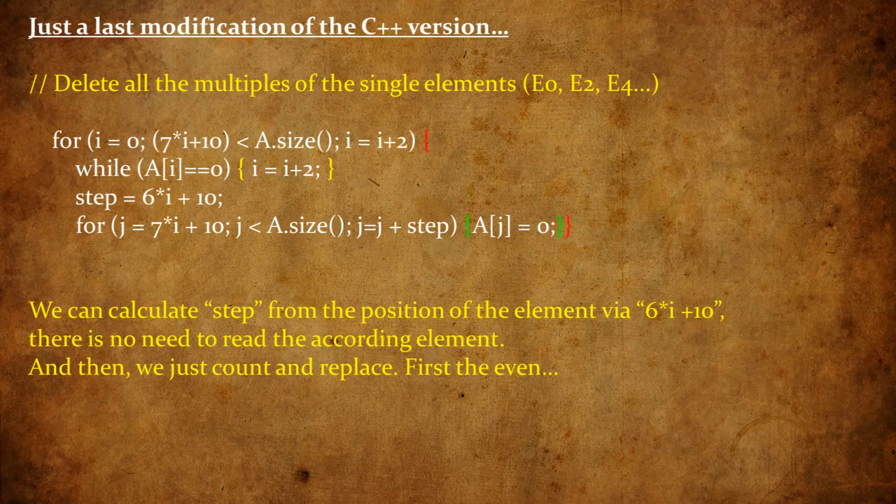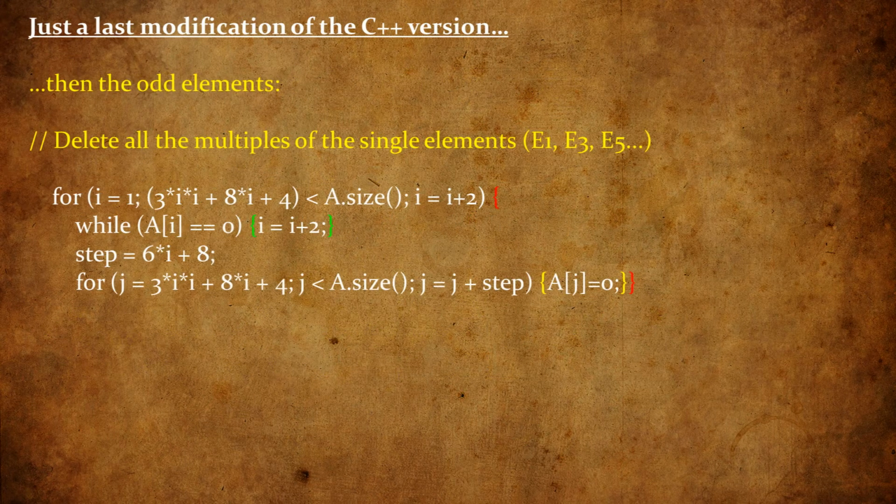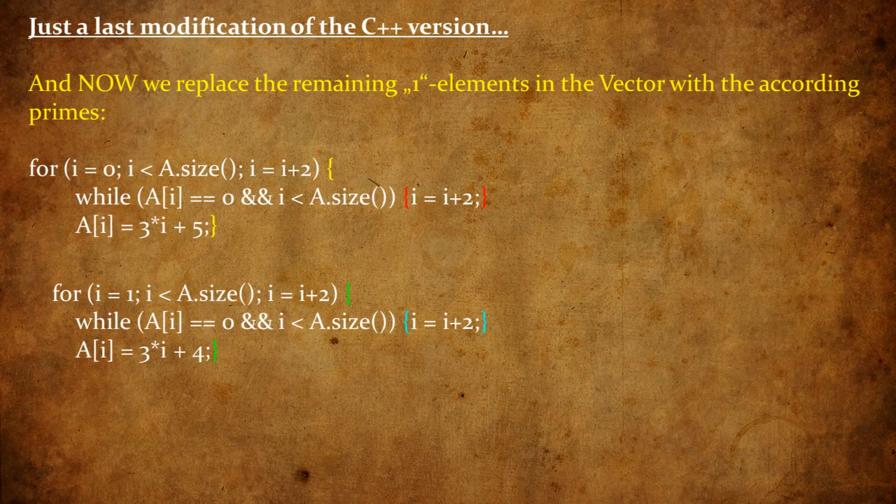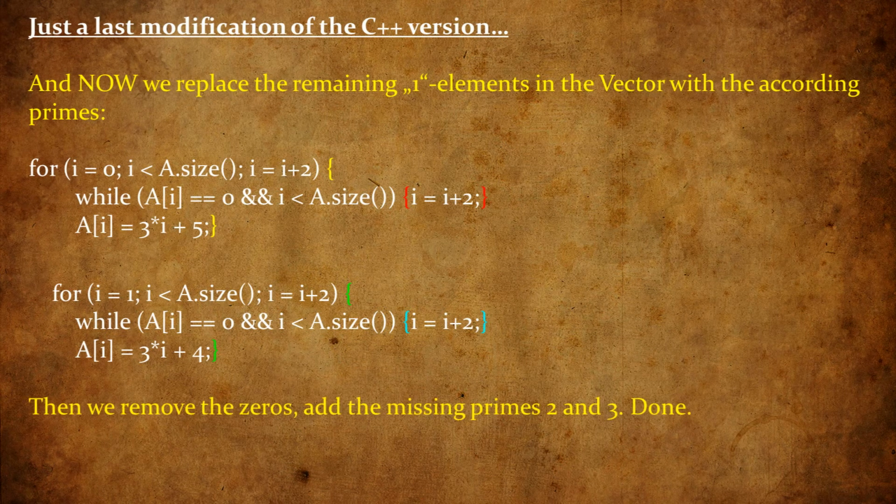We just count and replace first the even elements and then the odd ones, E1, E3, E5 and so on. After all these steps we replace the remaining 1 elements in the vector with the according prime numbers at that location. We remove all the zeros at the missing primes 2 and 3 and are done.